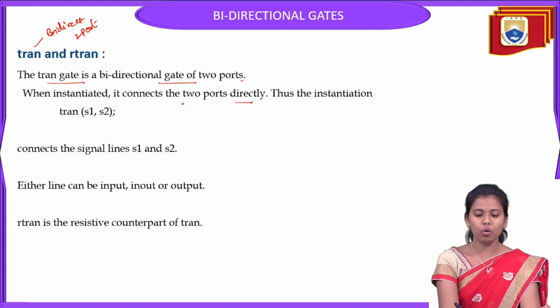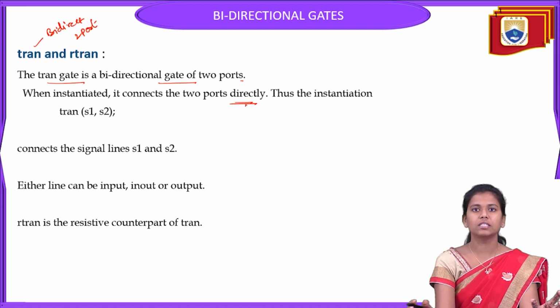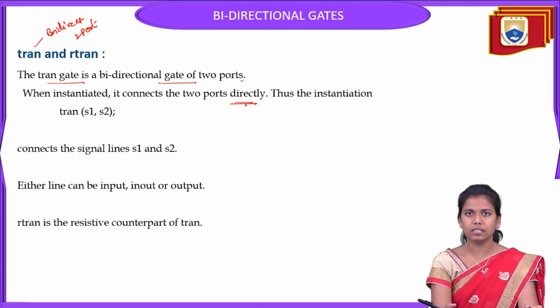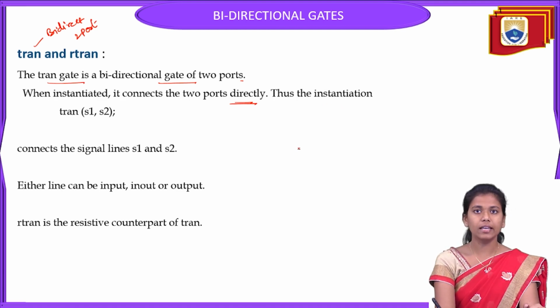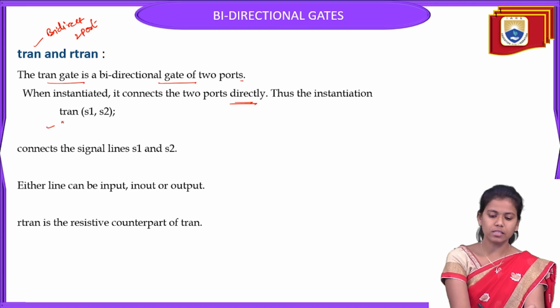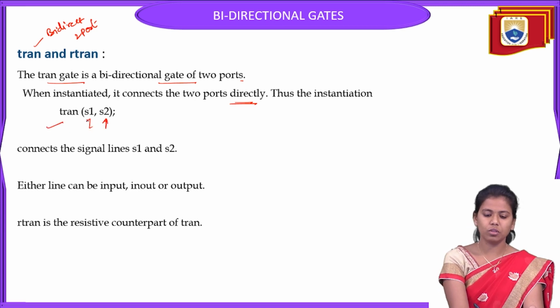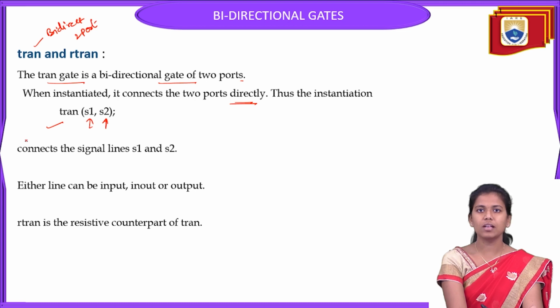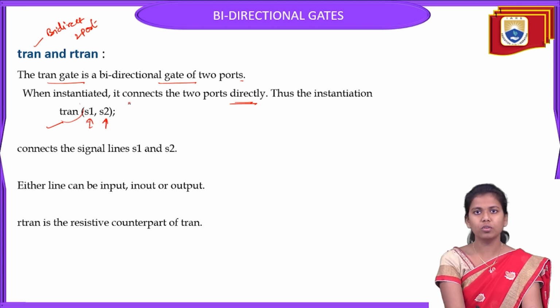So when you are instantiating, what happens? It connects the 2 ports directly. Thus the instantiation goes like this: tran, S1 and S2. These are the 2 ports, where the transistor gate is connecting these 2 ports directly.